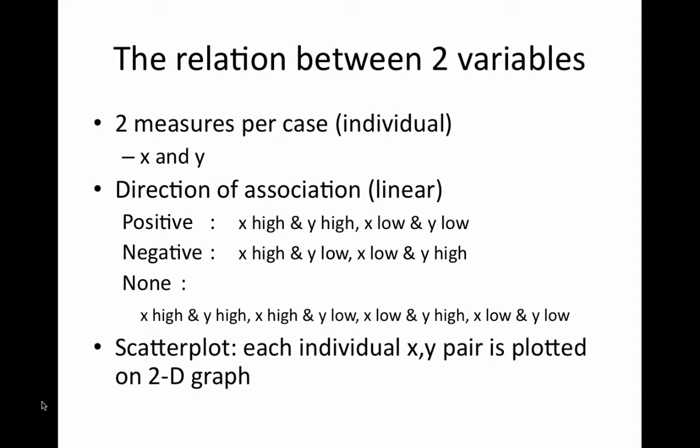The relation between two variables. Two measures per case in an individual situation, x and y. The direction of association, linear. Positive: x is high and y is high, x is low and y is low. Negative: x high, y low, x low, y high. Or none: everything just scattered. A scatter plot, each individual xy pair is plotted on a 2D graph.